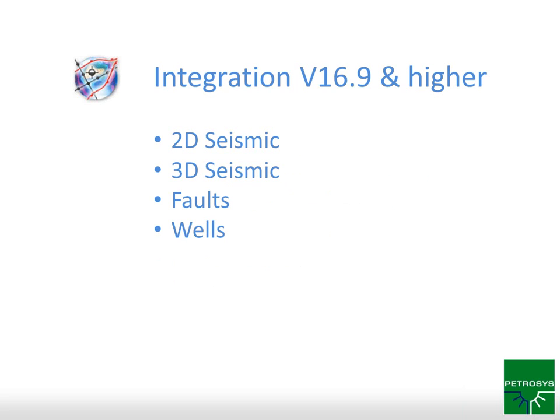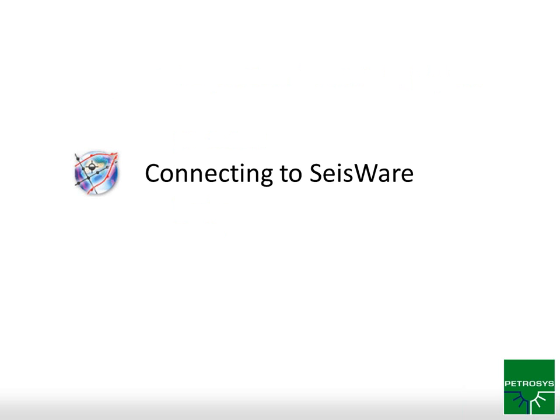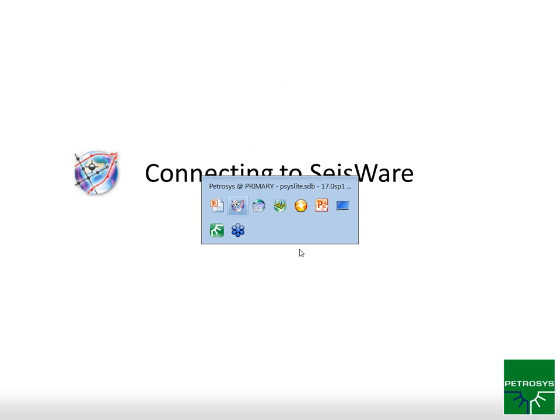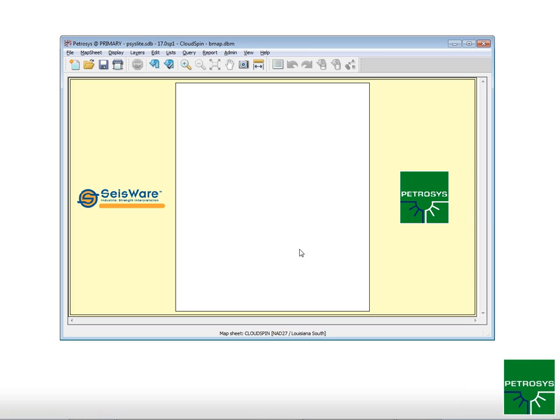Integration with SeisWare began with version 16.9, where we had 2D seismic and interpretation, 3D seismic interpretation and bin grids, fault data, as well as well data display. Connecting to SeisWare.